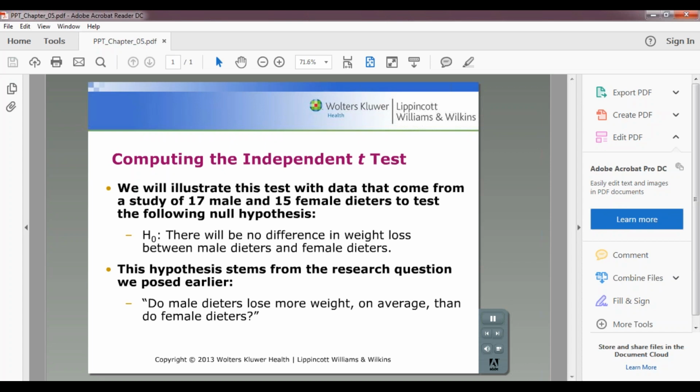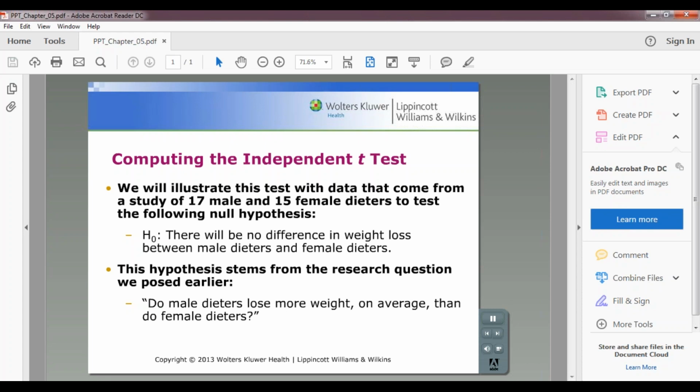Okay, so we'll talk a little bit about how to compute this independent t-test. We're going to go through these steps. What they do later is do some kind of hand calculations. Keep in mind that t-tests are often, and almost always, run using your SPSS software. Sometimes people choose to use the Excel program to run some of these statistics, and that's also possible.